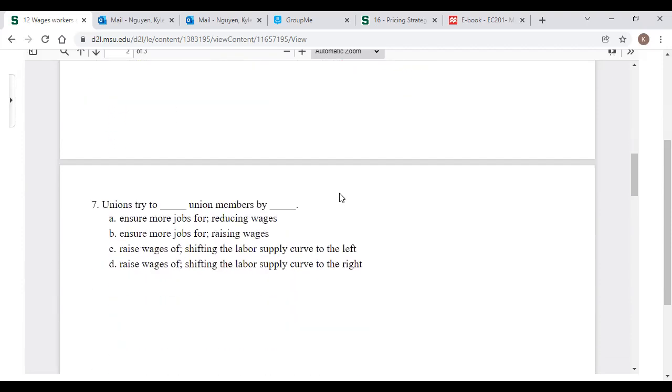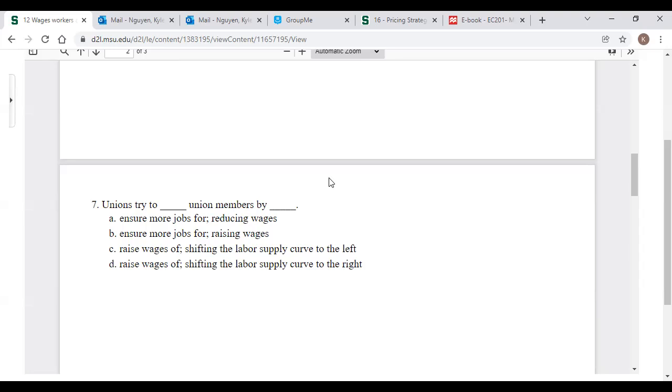7. Unions try to blank union members by blank. A, ensure more jobs by reducing wages. I think this goes without saying, but unions don't reduce wages. They try to raise wages. That's not something crazy. I'm sure most people already know that. So already A is not correct. And I guess they could ensure more jobs by reducing wages because some people just don't want to work at like $8 or something like that. But we know that's not what unions do.